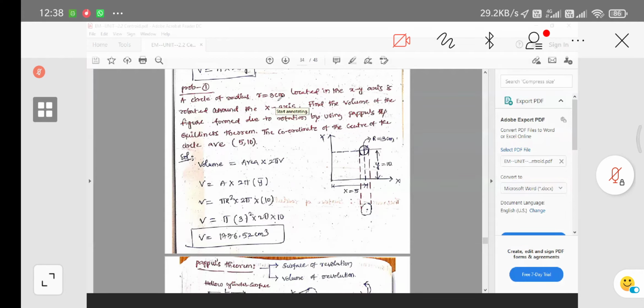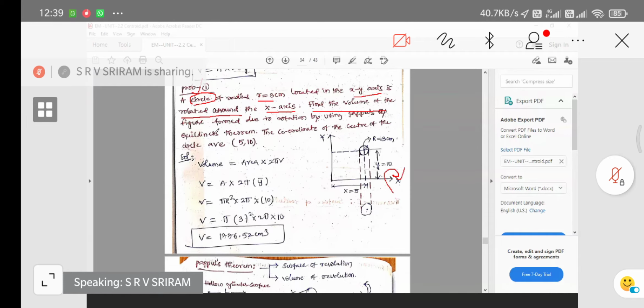A circle of radius r equal to 3 centimeters. Okay, so problem number 1. This problem relates to volume of generation. A circle of radius r equal to 3 centimeters, located in the xy axis, is rotated. So see here which element is rotated? The two-dimensional element, that is the circle, which has radius 3 centimeters, located in the xy axis, is rotated about the x axis. So x axis rotation is given.